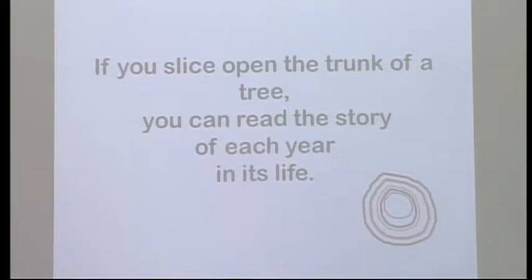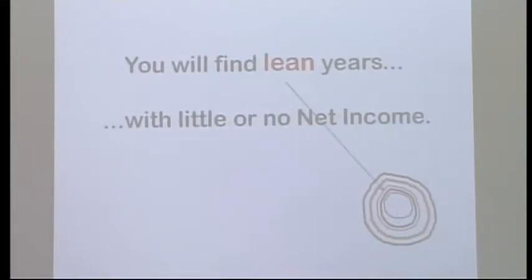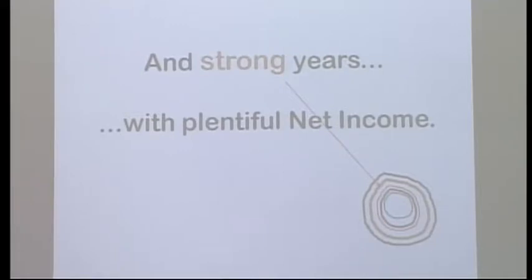If you slice open the trunk of the tree, you can read the story of each year in its life. You need to take care and think about this information. You will find lean years with little or no net income, and on the other side, strong years with plentiful net income. Now we combine a balance sheet statement and a profit and loss statement.